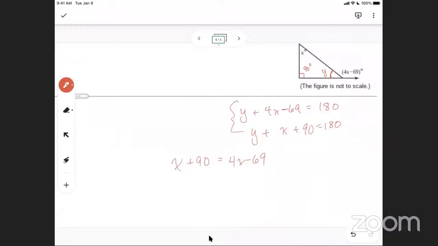Yeah, I understand it. So then how would I solve this equation? You do x plus 4x, so you have 5x. Hold on. Are they on the same side of the equation? No, they're not, so you have to subtract them. Let's subtract x from both sides. So you have 3x left. And then 90 minus 69.